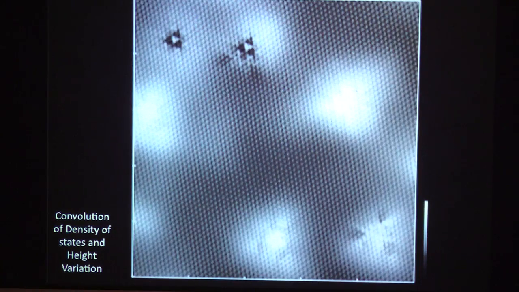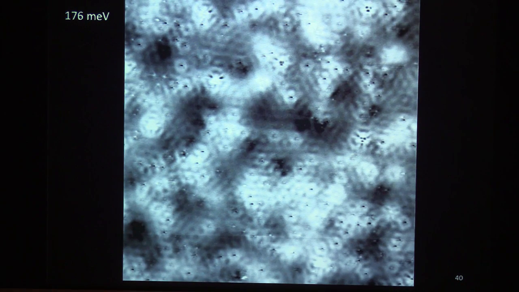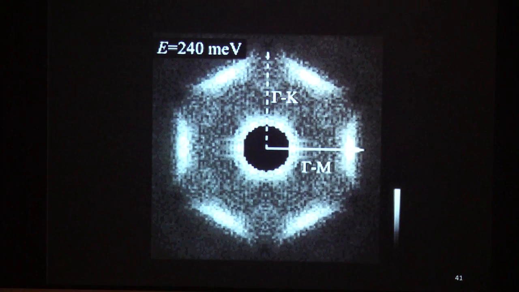Okay, now let's use this technique on bismuth telluride. Here is a topography again, and here are all the other impurities I was showing you earlier. Here's a dI/dV map, and here's the Fourier transform. And now, just by looking at this Fourier transform and remembering that this should reflect the topology of the Fermi surface, you should know that the Fermi surface has some hexagonal character to it.